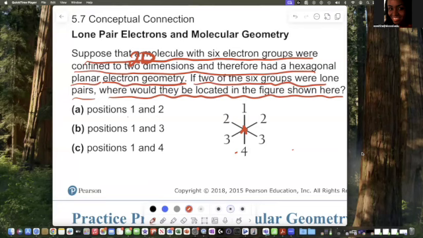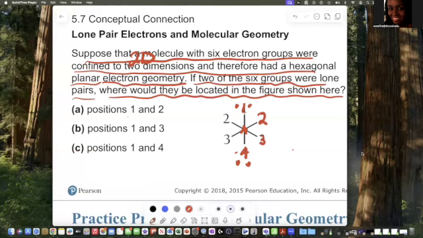So if lone pairs had their way, they would rather not be paired with other lone pairs. The best way to do it is to place them as far away from each other as possible. If we select 1 and 2, they're adjacent, right? If we do 1 and 3, it's better than 1 and 2. But 1 and 4 is the most ideal because you can have the lone pairs very far from each other, and therefore they have little influence on each other.